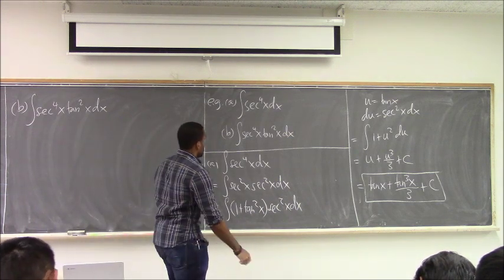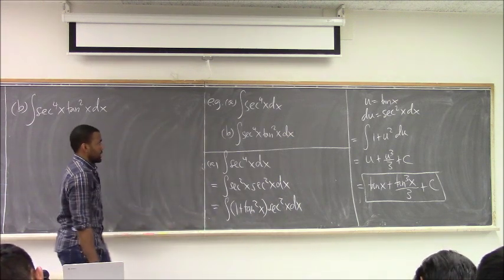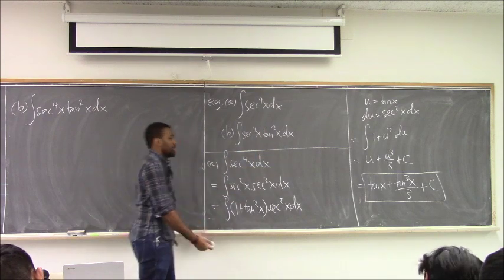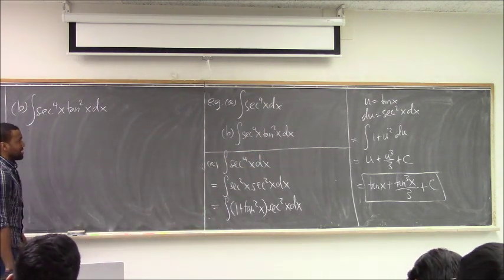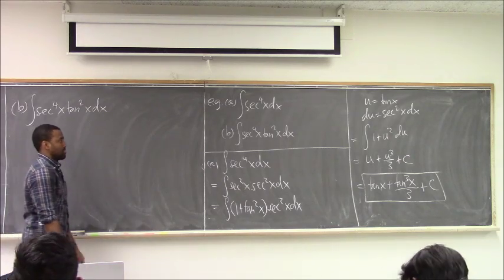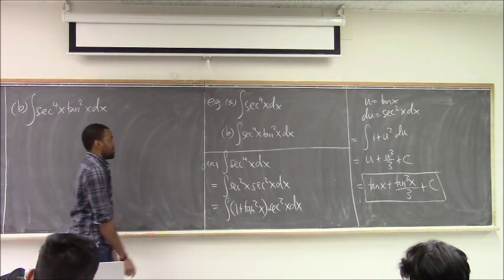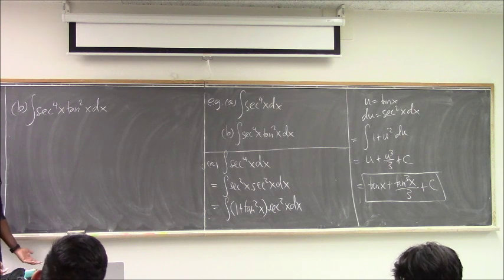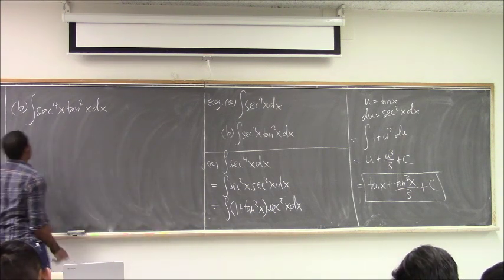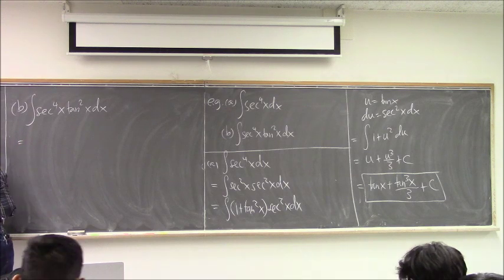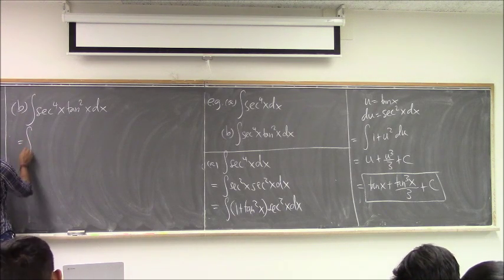Could have made this one even a little more interesting, like tangent to the 10th power or something. Which is not going to be that bad. Like the power of tangent doesn't even matter here. Step 1. Save the secant squared.